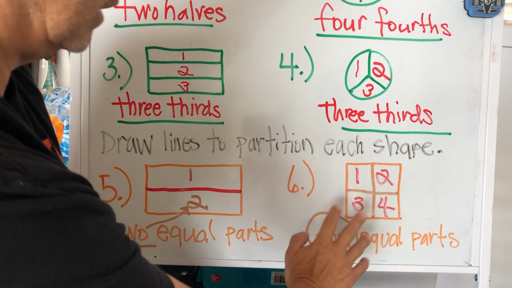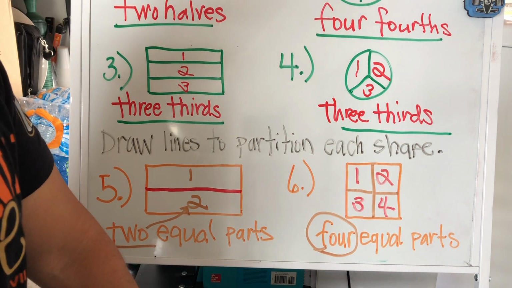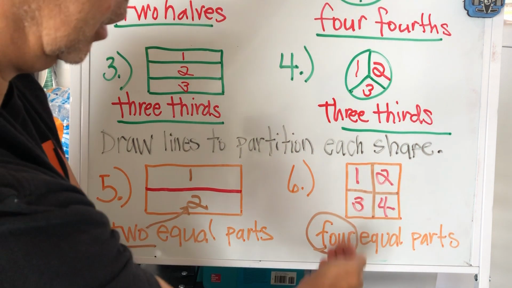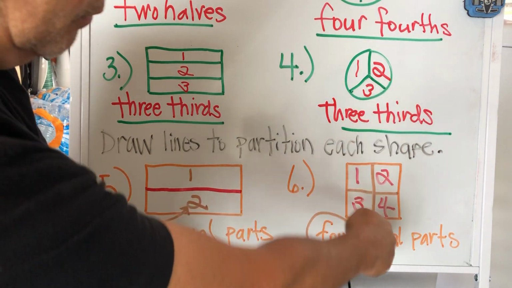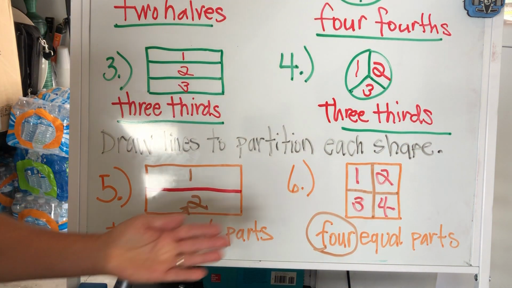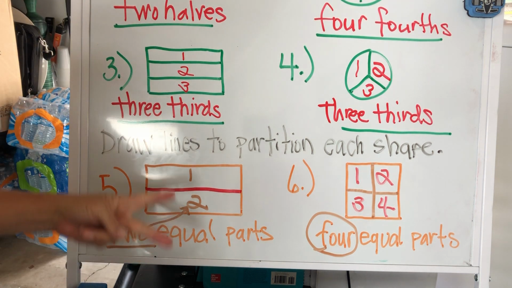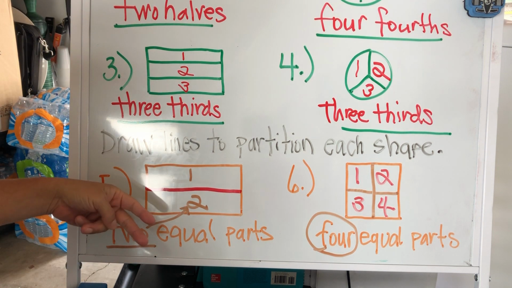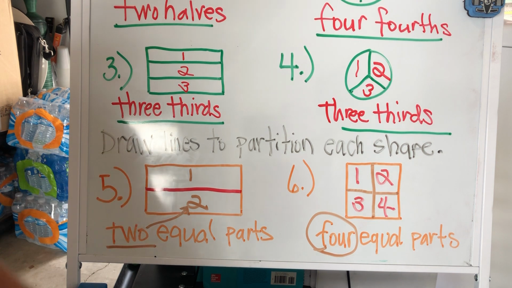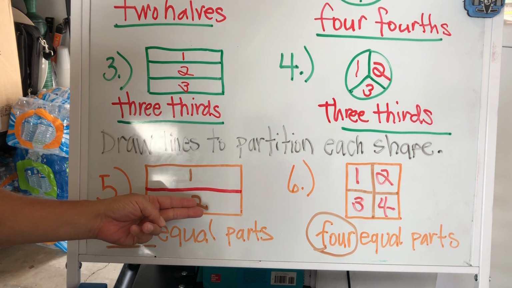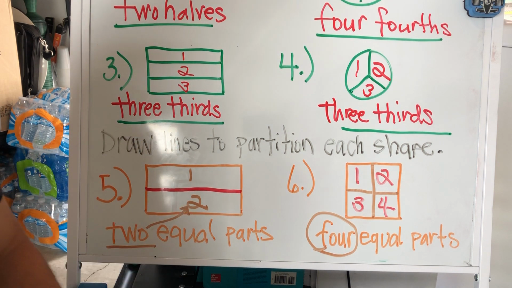But we call this 4/4. So when we partition it, that's what we did. We partitioned it into 4/4. This was partitioned into 3/3. This one was partitioned into 2 halves. 1 half, second half.